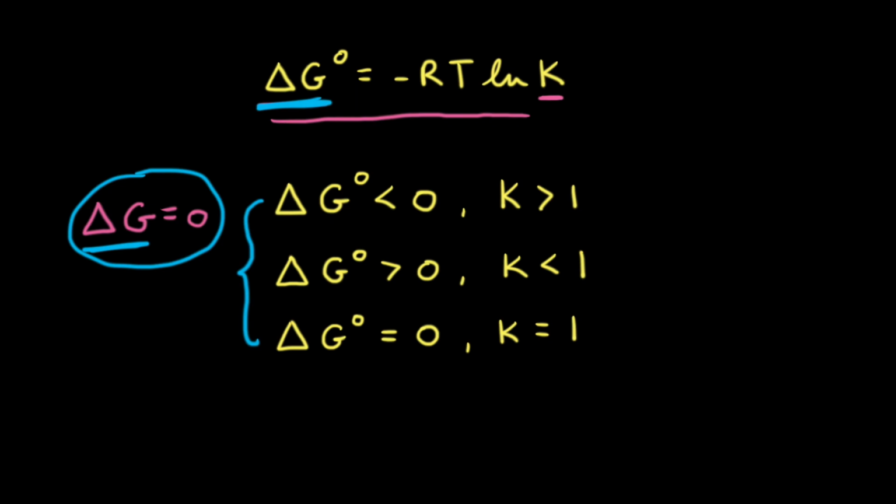ΔG° is a constant at a particular temperature, just like the equilibrium constant K. And if ΔG° is less than 0, K is greater than 1, which means at equilibrium there are more products than reactants. If ΔG° at a particular temperature is greater than 0, that means the equilibrium constant is less than 1, which means at equilibrium there are more reactants than products. And when ΔG° is equal to 0, K is equal to 1, which means significant amounts of both reactants and products at equilibrium.